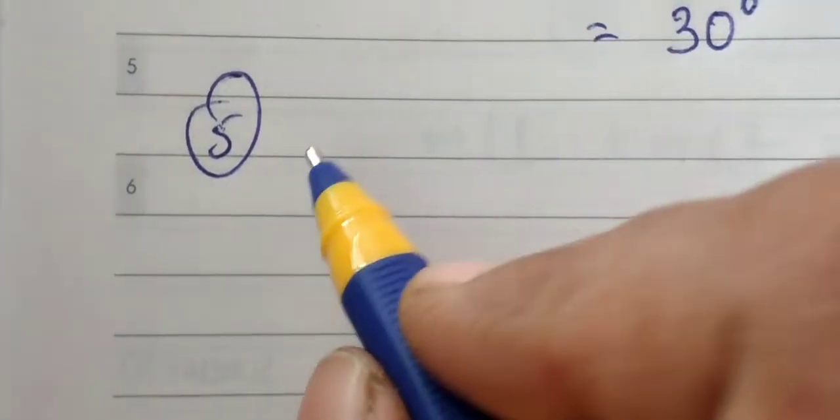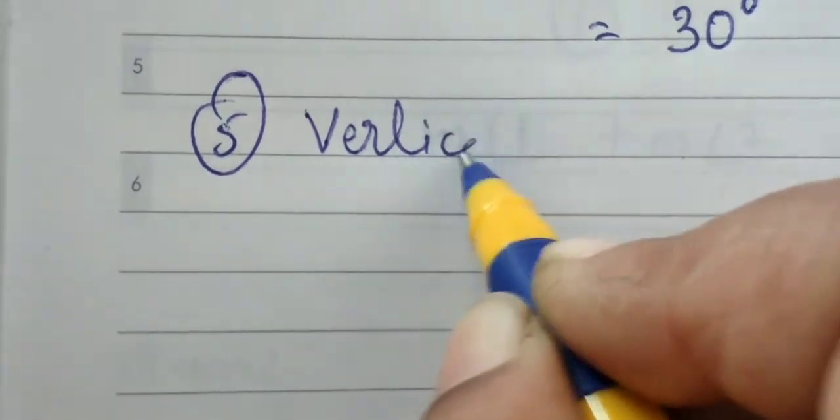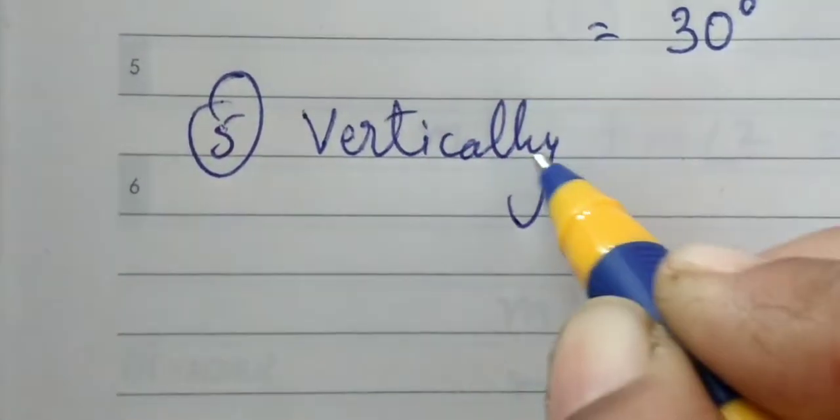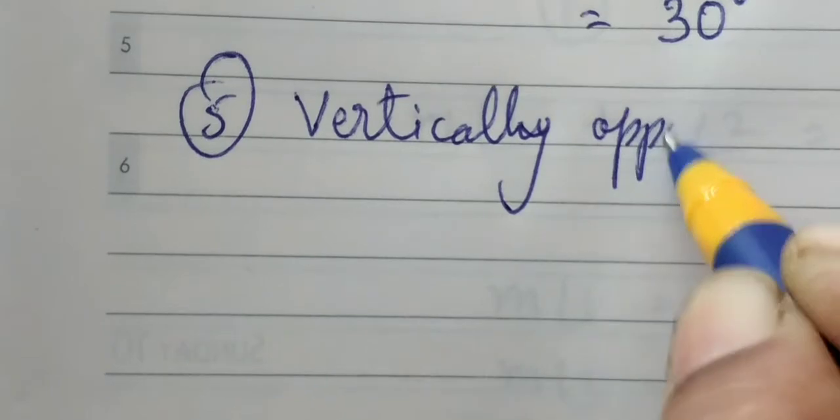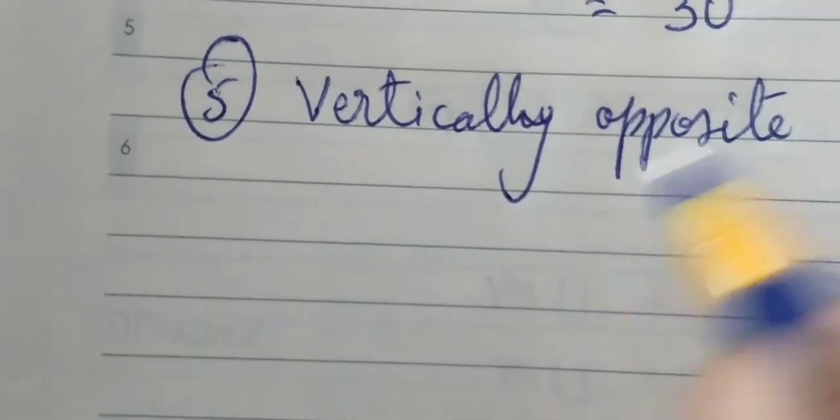Now before we move on to exercise 5.1, I would like to explain to you the last topic so that you will be able to solve exercise 5.1 easily. And the fifth related angle we are going to talk about is vertically opposite angles.